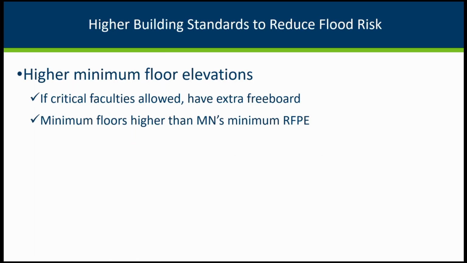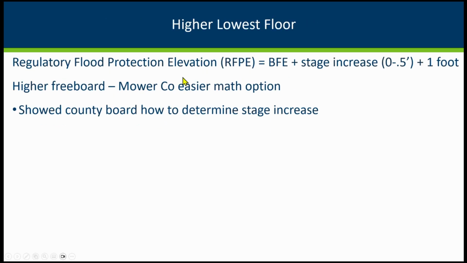From a floodplain perspective, one of the most basic things to be looking at is higher minimum floor elevations. I mentioned in our state model ordinance, we have recommended language for critical facilities, those things that you don't want impacted during a flood. Your main utilities, the emergency response folks, the hospitals, prisons, schools, some of those things that you really don't want to get flooded, and to have extra freeboard, extra elevation above the minimum elevation for them. Again, our state minimum is the base flood elevation plus stage increase that can be up to 1/2 foot plus 1 foot of freeboard.